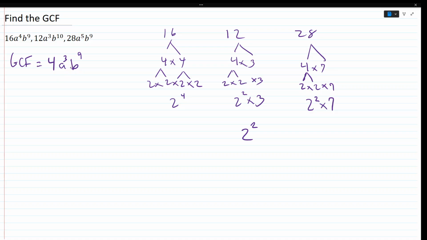We have to take the smallest power of those because it's got to go into each one of them. If we took a larger power, like b to the 10th, then that wouldn't go into the first and the third term. So that would be the GCF for this example.